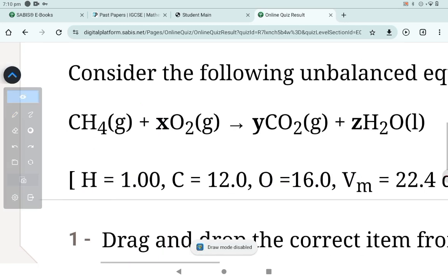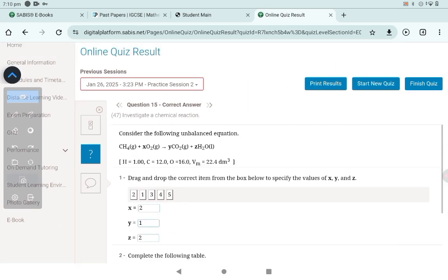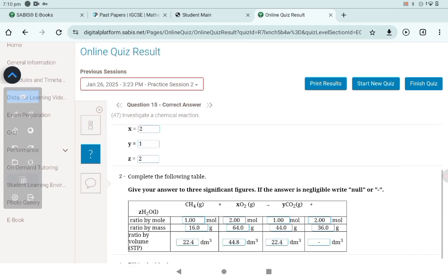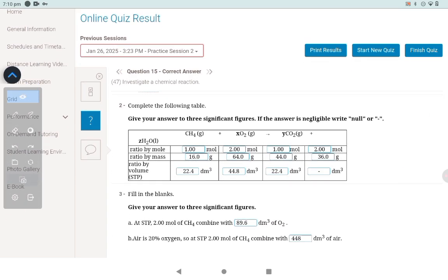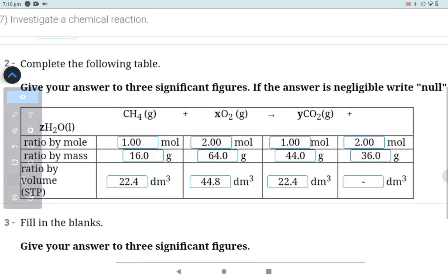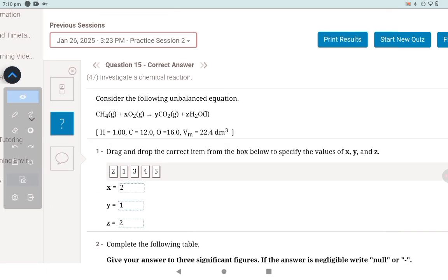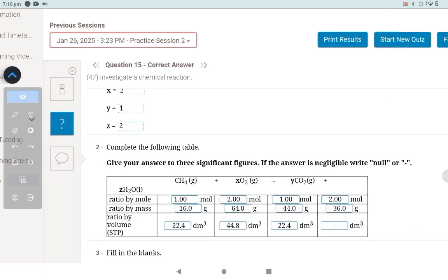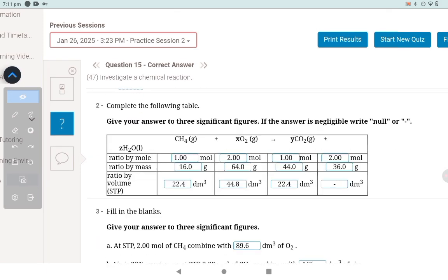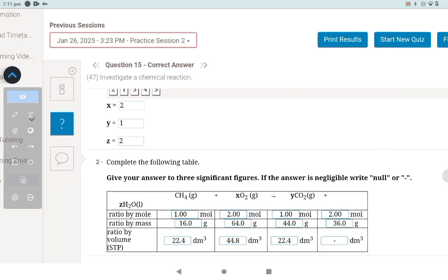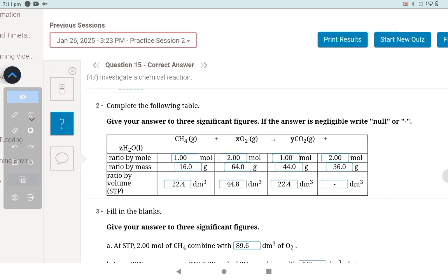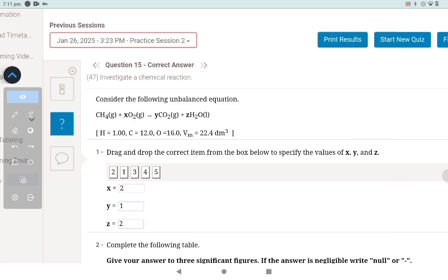So we can fill in the values. 1, 2, 1, 2. Okay, ratio by mole, as in the coefficient. So the coefficient of each. CH4, the coefficient is 1. O2, the coefficient is 2. Okay, my bad, they put it in a different order.